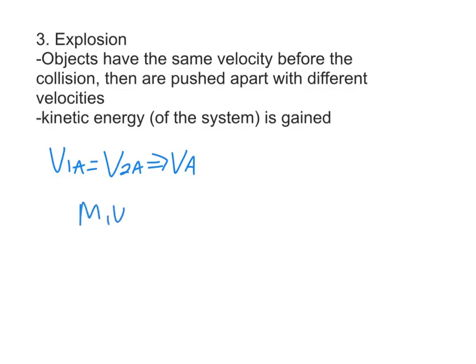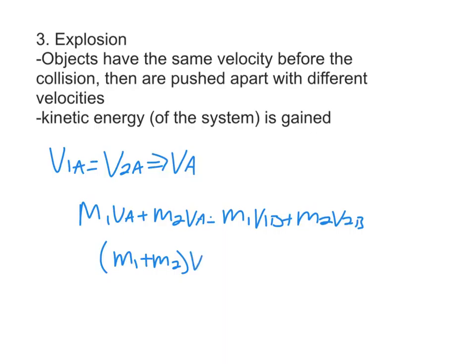So you have M1V1A plus M2V2A, which is M1VA plus M2VA, equals M1V1B plus M2V2B. So again, exact opposite of an inelastic collision. Now on the left-hand side, we have a combined mass, M1 plus M2, times VA, because they have the same speeds before, equaling M1V1B plus M2V2B.